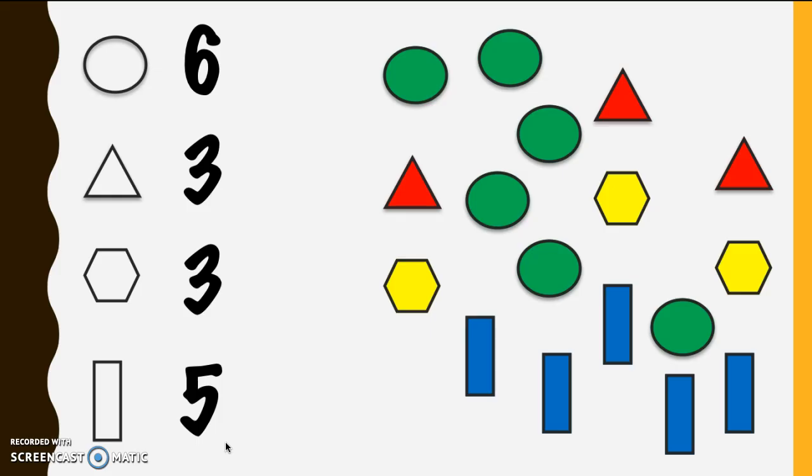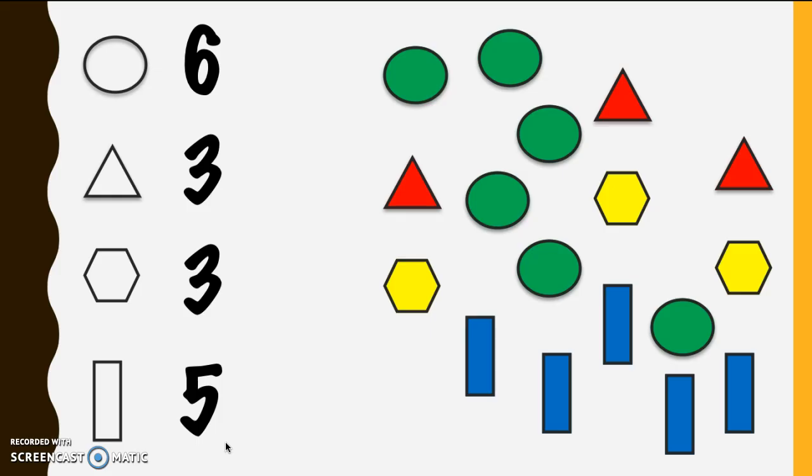Ooh, there are more circles than triangles. We could do this all day with more than. Can you think of another one? Yeah, there are more circles than hexagons. And can you think of, we'll just do one more. I can think of a whole bunch more.